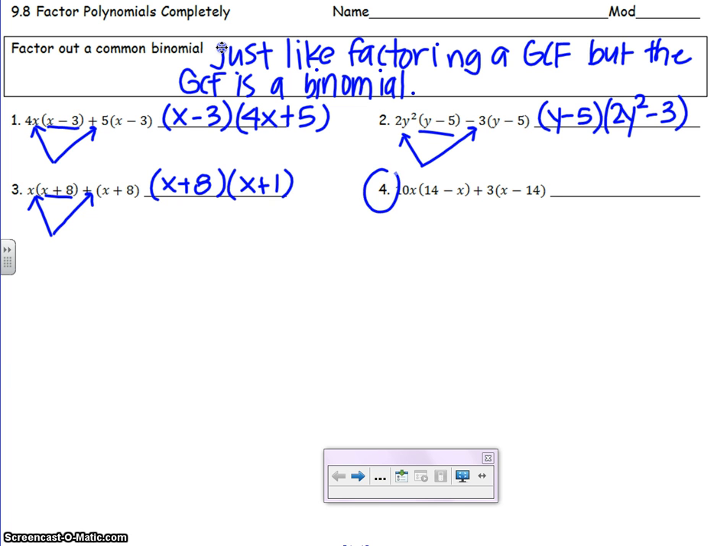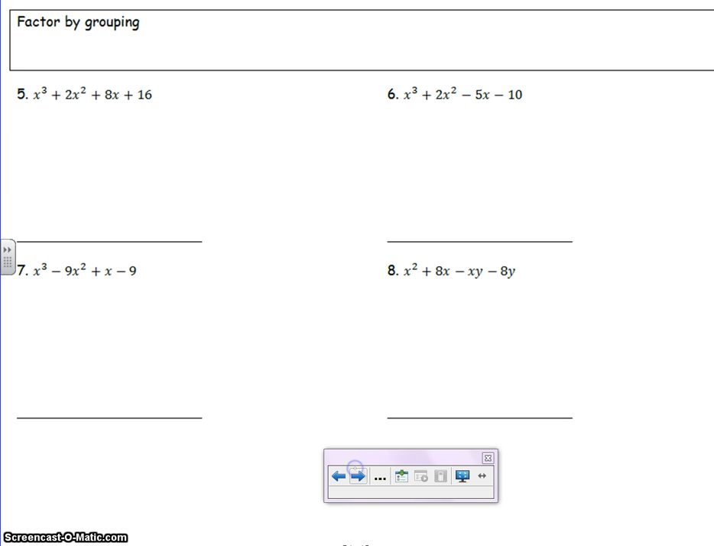So let's go ahead and go to the next thing, and that's going to be factoring by grouping. Okay, to factor by grouping, we're going to have 4 terms, and we're going to group them into binomials, factor out a common monomial, and then factor out the binomial.